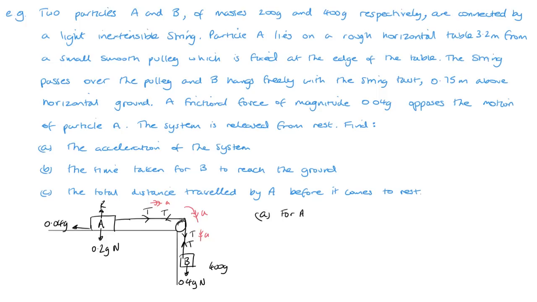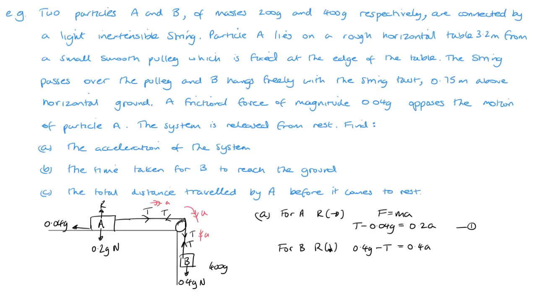So for A, we're going to resolve horizontally. And of course using our F equals ma. So that's T minus 0.04 g, and that's going to be equal to 0.2 a. And then for B, we will resolve vertically, but we'll do it vertically downwards. So 0.4 g minus T is equal to 0.4 a.